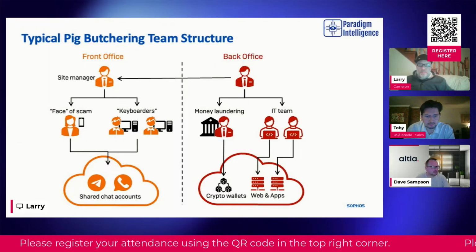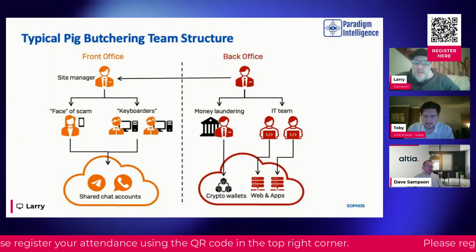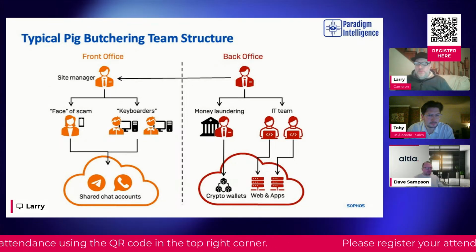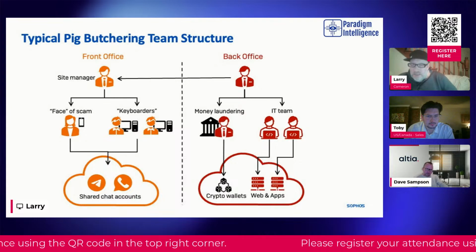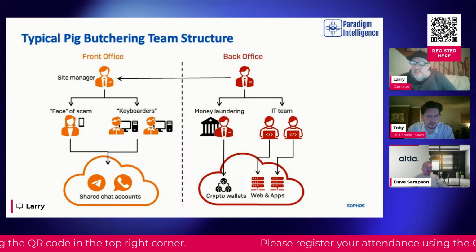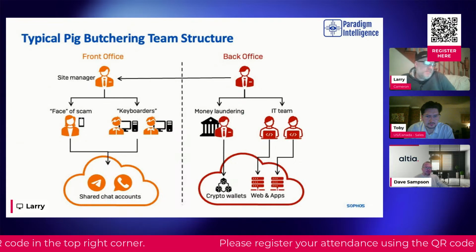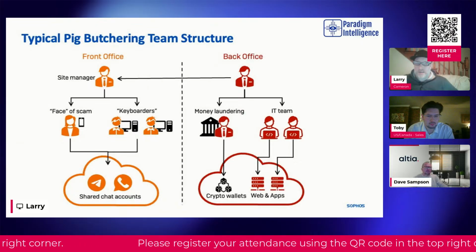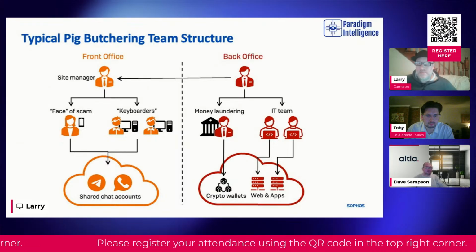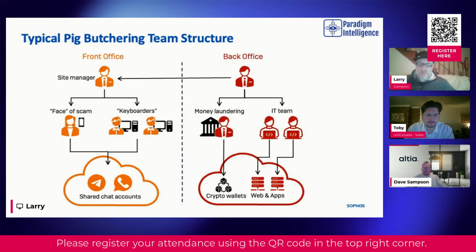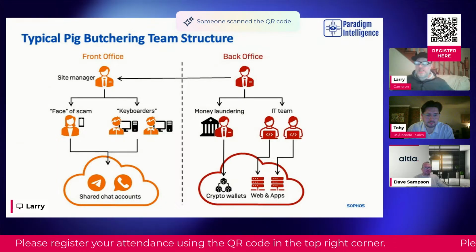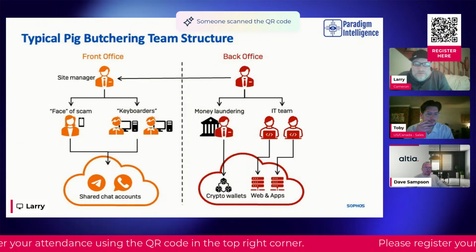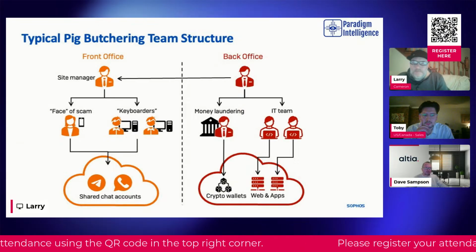So you have a typical pig butchering structure. You have the front office, back office. You have the face of the scam. You have the keyboarders. These are the people that are trafficked, and they are shared chat accounts. So you might be talking to multiple different people, and it might not be a girl. It could be a guy. So back office, they have the IT team, money laundering, crypto wallets, and the different web applications. They deploy the infrastructure and are involved in most of the criminal activity.